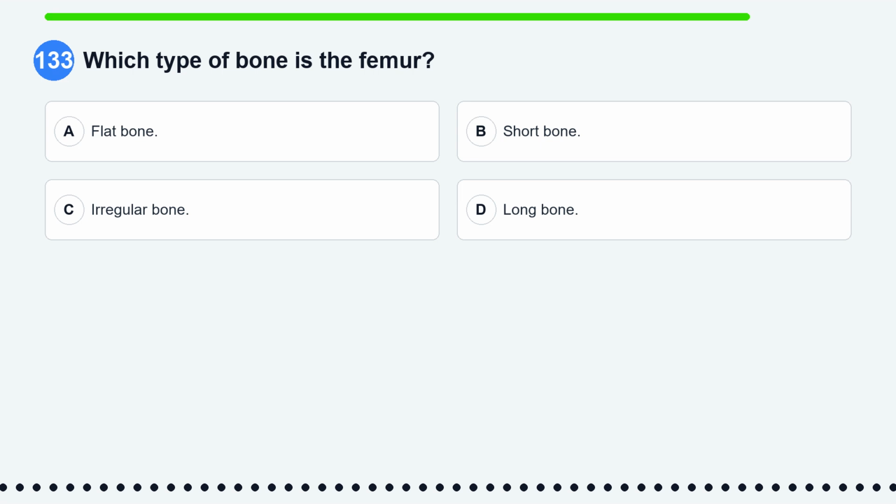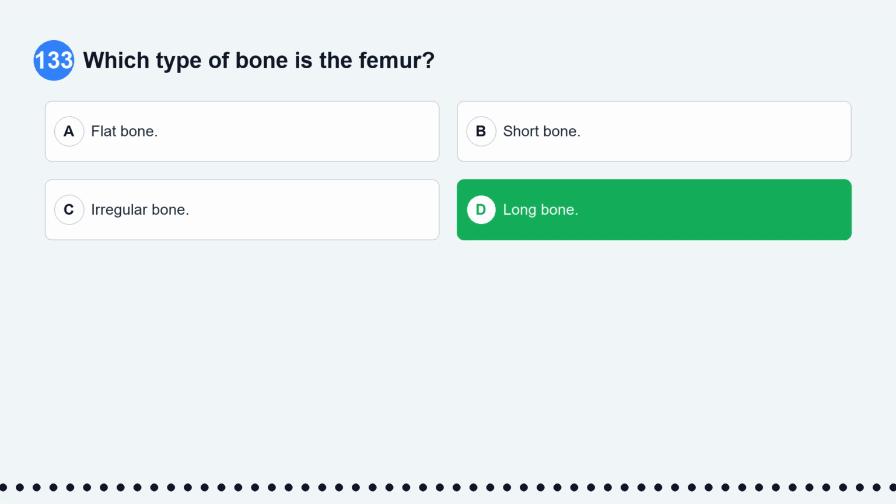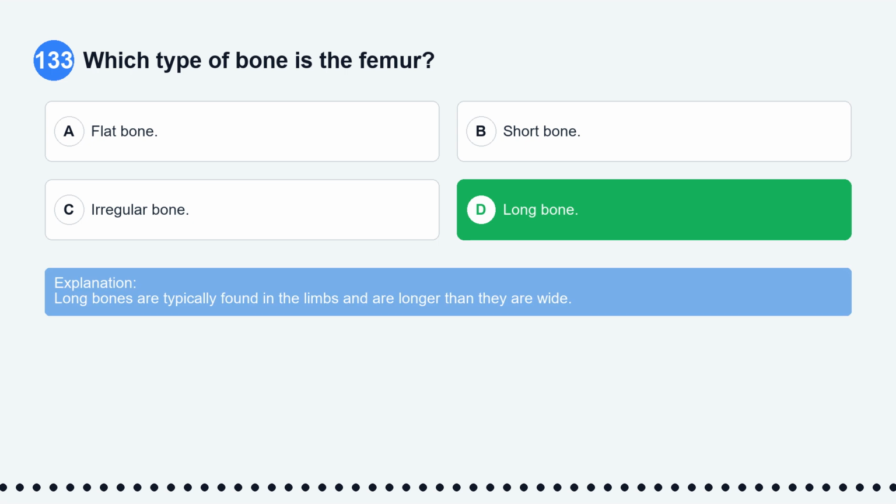Question 133. Which type of bone is the femur? Option A. Flat bone. Option B. Short bone. Option C. Irregular bone. Option D. Long bone. The correct answer is option D. Long bone. Long bones are typically found in the limbs and are longer than they are wide.